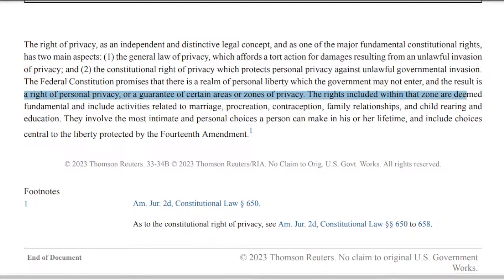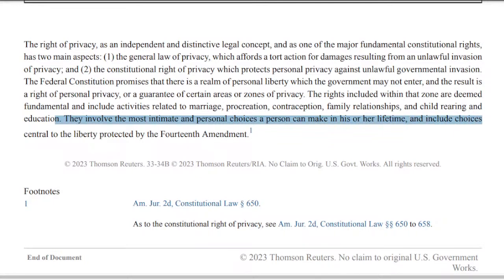The rights included within that zone are deemed fundamental and include activities related to marriage, procreation, contraception, family relationships, and child rearing. And education. Interesting. These are the rights included within that zone and are deemed fundamental. That's your activities related to education, child rearing, family relationships, and this other fun stuff. Interesting. They involve the most intimate and personal choices a person can make in his or her lifetime, and include choices central to the liberty protected by the 14th Amendment.